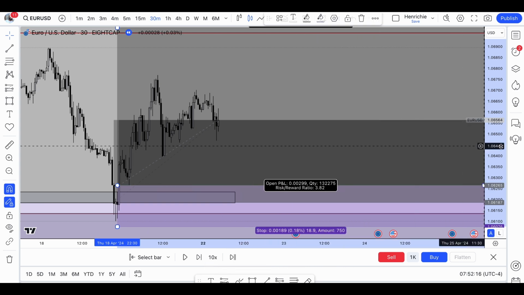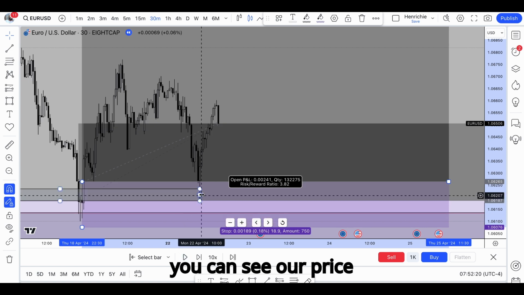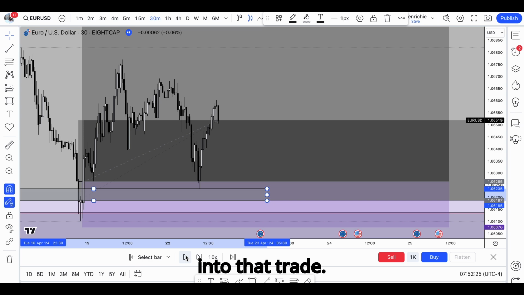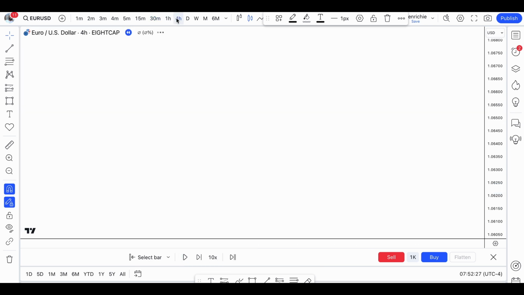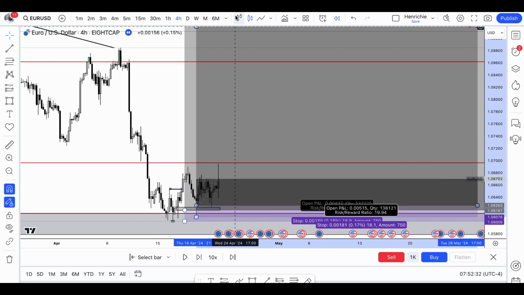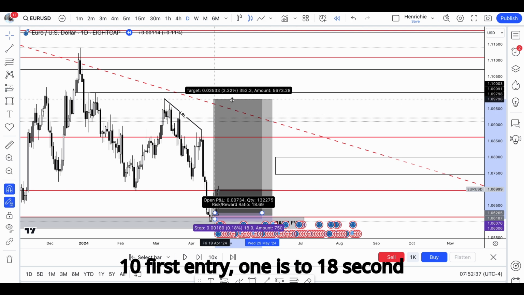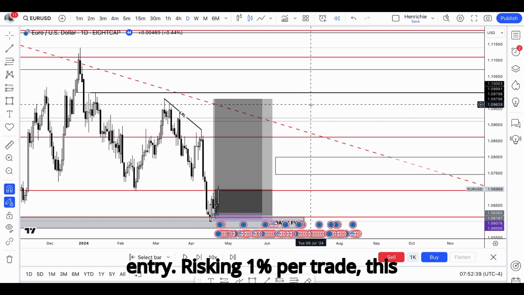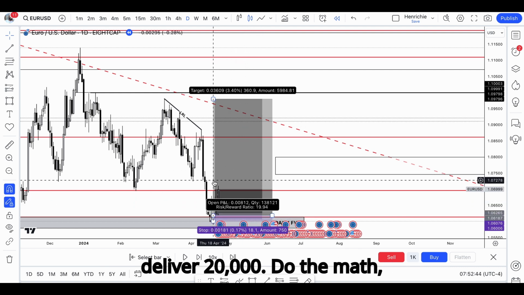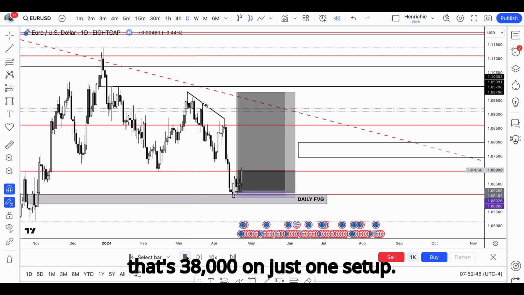Now, as you can see, price nicely came down and took you into that trade. Let's go to the 4-hour time frame. 2 trades. 1 is 1 to 10, the first entry, 1 is 1 to 18, the second entry. Risking 1% per trade, this trade would deliver 18,000, and this one would deliver 20,000. Do the maths, that's 38,000 on just one setup.